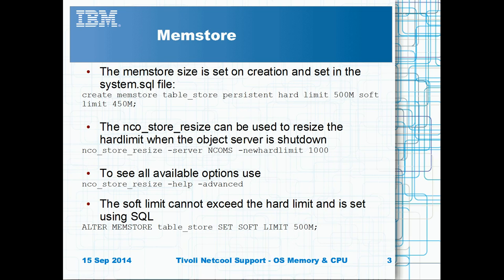Memstore allocation is set on the object server's creation, although these limits can be increased afterwards. The object server must be shut down to alter the table store hard limit, and the soft limit cannot exceed the hard limit. In general, increasing the Memstore size is not required, as it is better to minimize table usage, keeping data retention to a minimum.